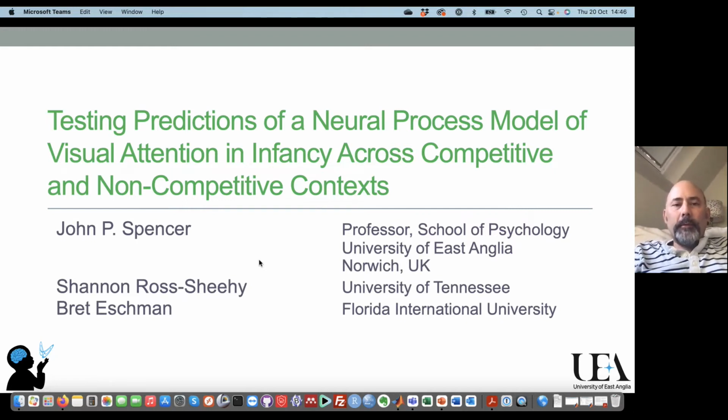The title of the talk is Testing Predictions of a Neural Process Model of Visual Attention in Infancy Across Competitive and Non-Competitive Contexts. This is work done collaboratively with Shannon Ross-Sheehy and Brett Ashman.